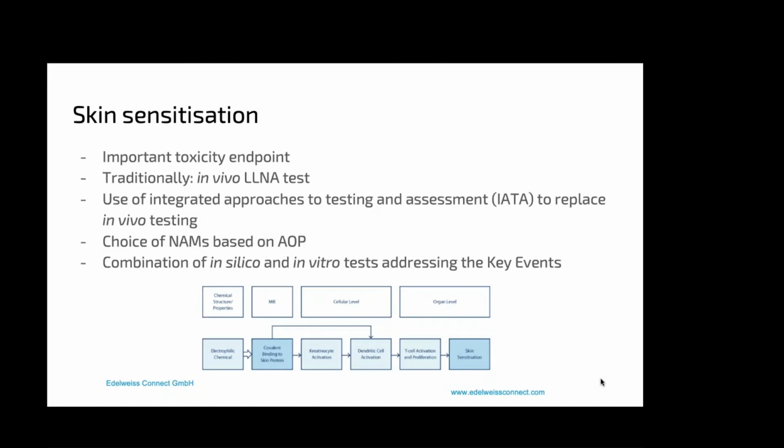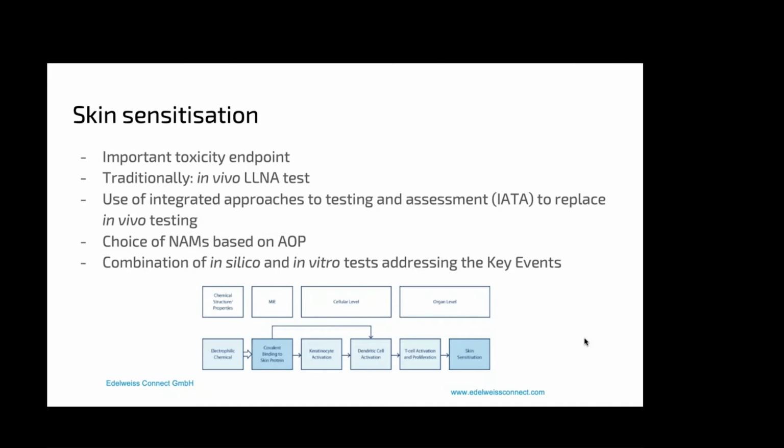But now with the ban on animal testing, there is a need for new in vitro or in silico approaches, and these are usually combined together. This is the so-called IATA, integrated approach to testing and assessment. The selection of these new approach methods is usually based on the AOP, the adverse outcome pathway.